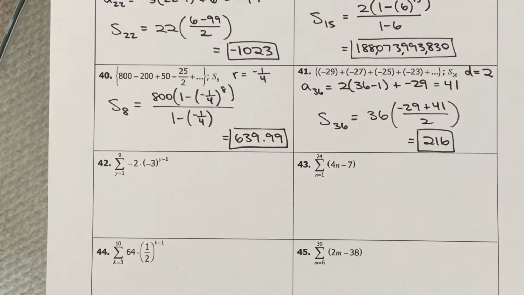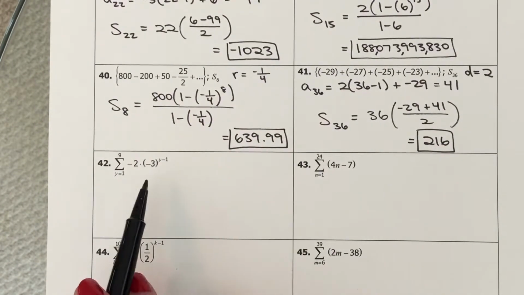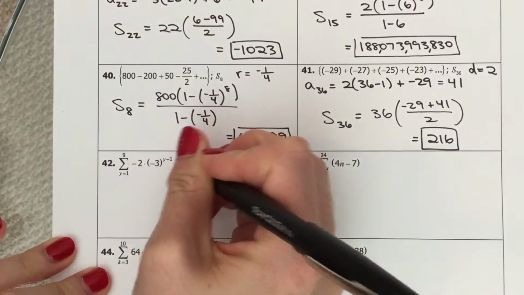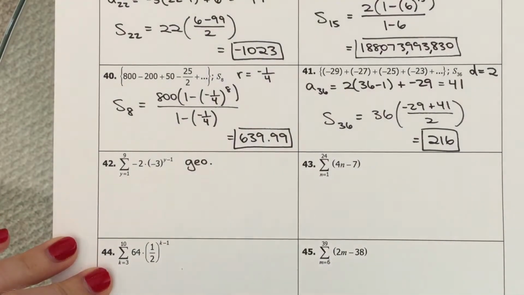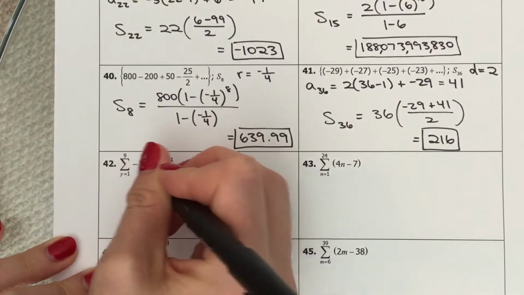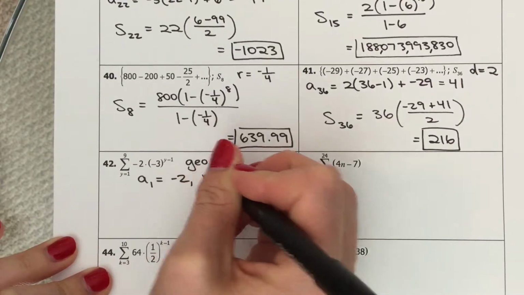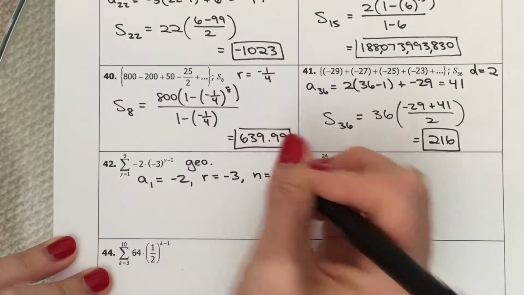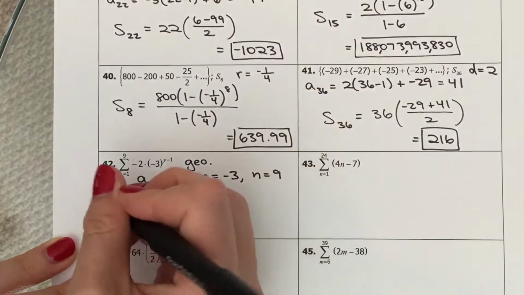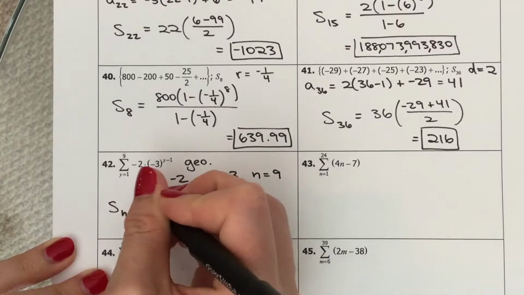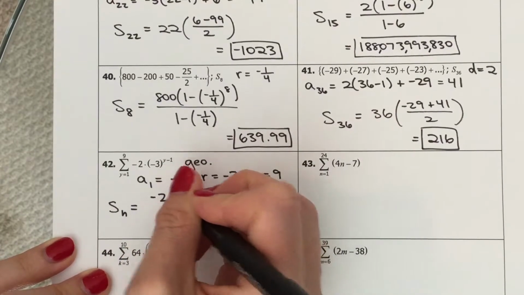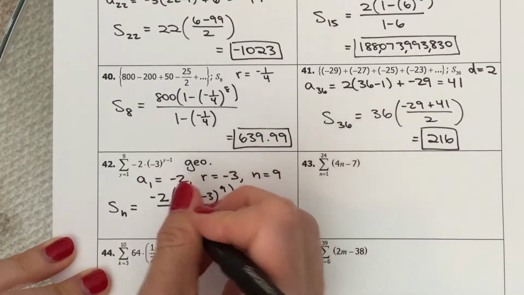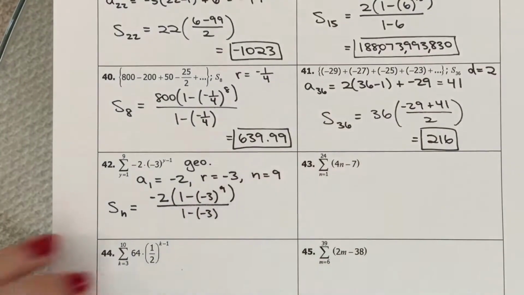Okay, next, so this one is definitely geometric. You can tell by the way that it's laid out here, and we can figure out all the missing pieces. So definitely geometric. From here, we can gather that A1 is a -2, R is a -3, and then the n that we're looking for from 1 to 9 would be 9. So those values just get subbed into the very same formula. So S sub n is A sub 1 times 1 minus R to the nth over 1 minus R.